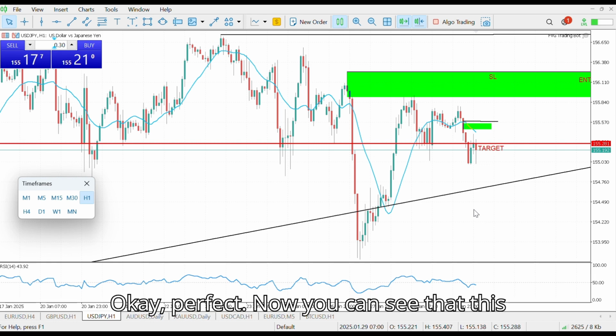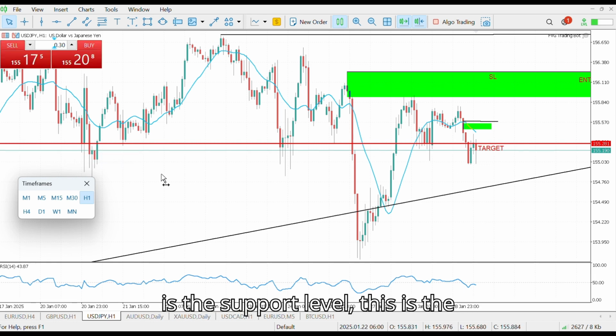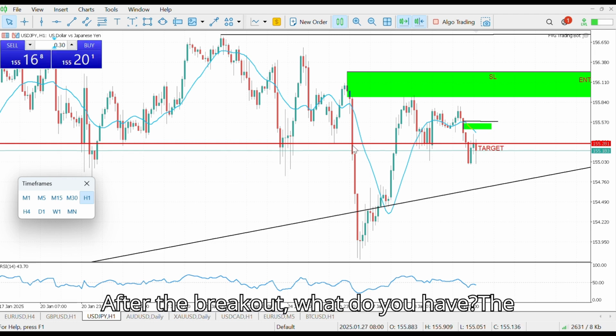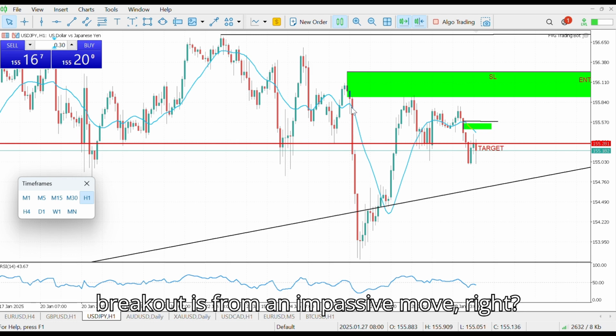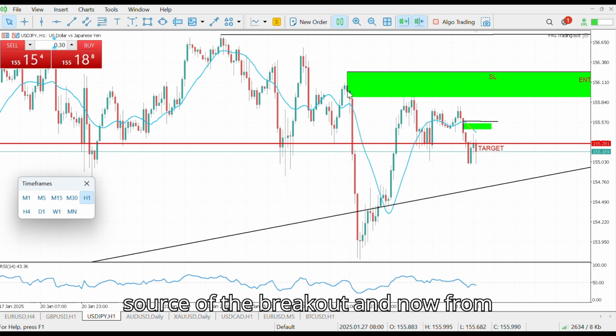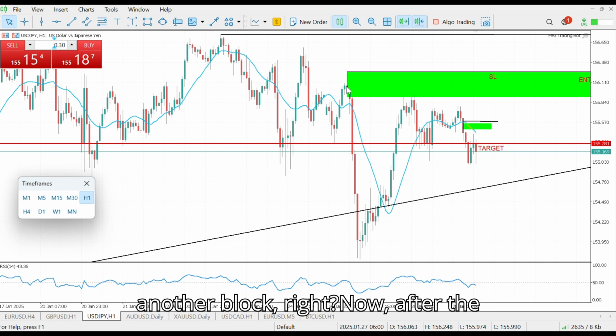Yes, okay, perfect. Now you can see that this is a support level. This is a breakout. After the breakout, what do you have? The breakout is from an impulsive move, right? It's an impulsive move, and this is the source of the breakout, from an order block, right?